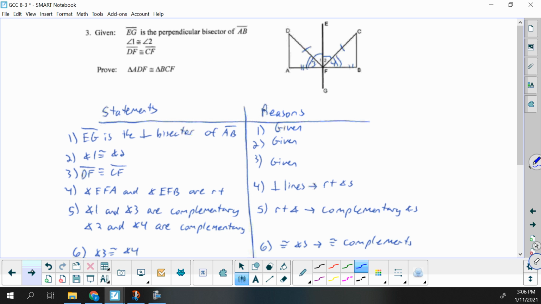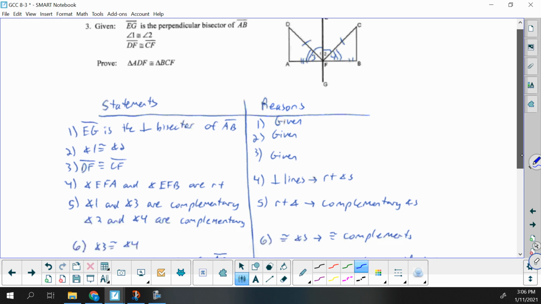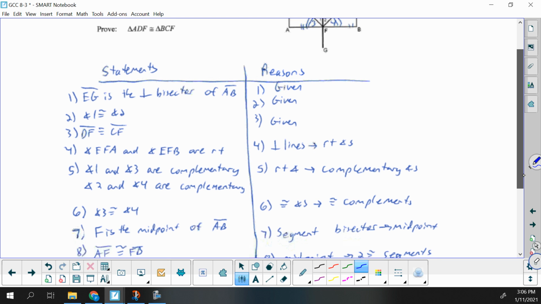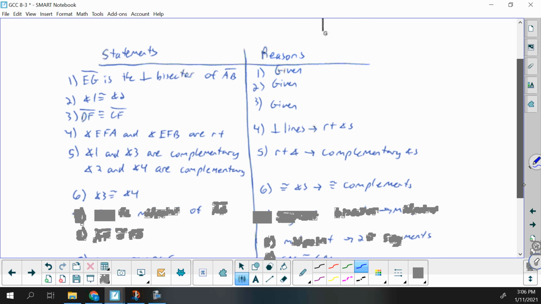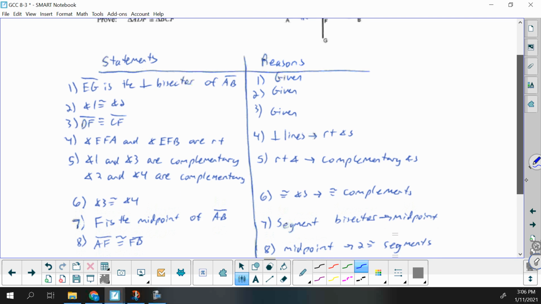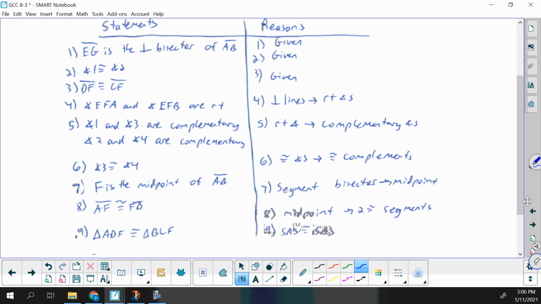You might have numbered your 3 and 4 differently in your picture, so it may not match exactly what I have written. Then we do our congruent angles implies congruent complements, getting the ones congruent that we didn't already have congruent. So 3 is congruent to 4, and that helps us in our triangles. Well, a perpendicular bisector is also a segment bisector. So next we should do segment bisector implies midpoint, and then we'll do midpoint implies 2 congruent segments. Once we have that, with our other given, that was enough to get us side angle side in our triangles.